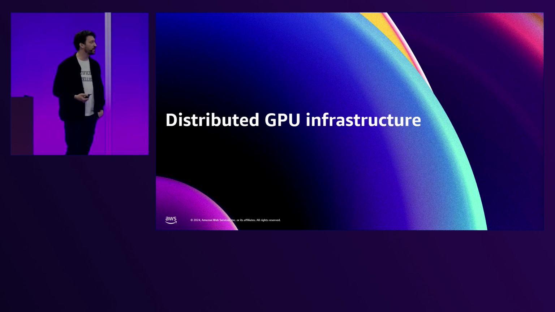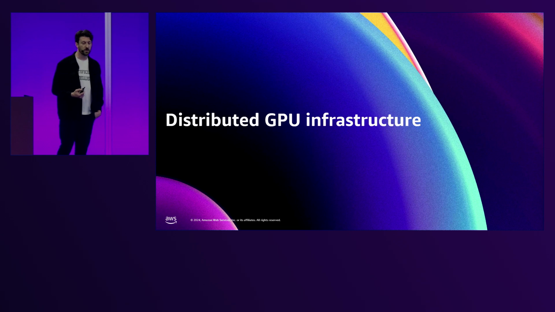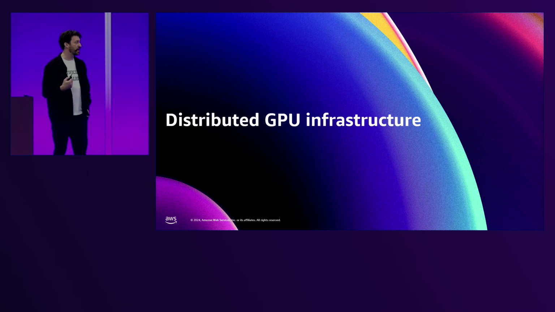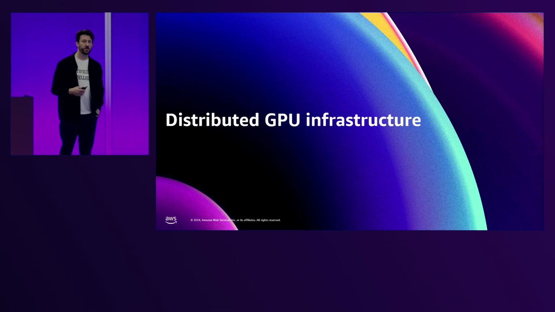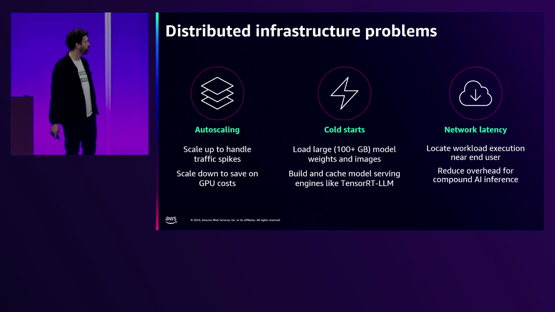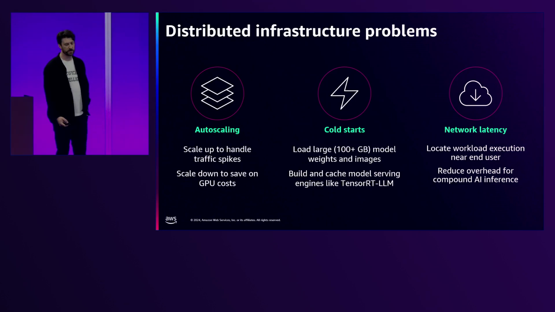So that concludes the model performance half of things. And so now we're thinking about how we take all of these gains out of R&D and scale them up to serve all your customers. So that's where the distributed infrastructure problems come in.